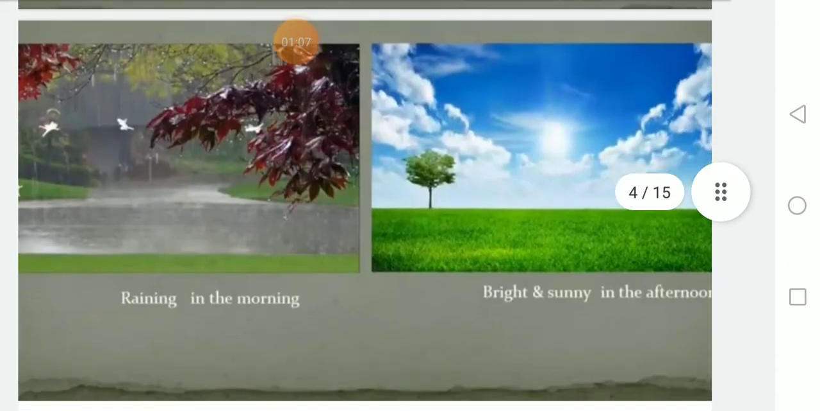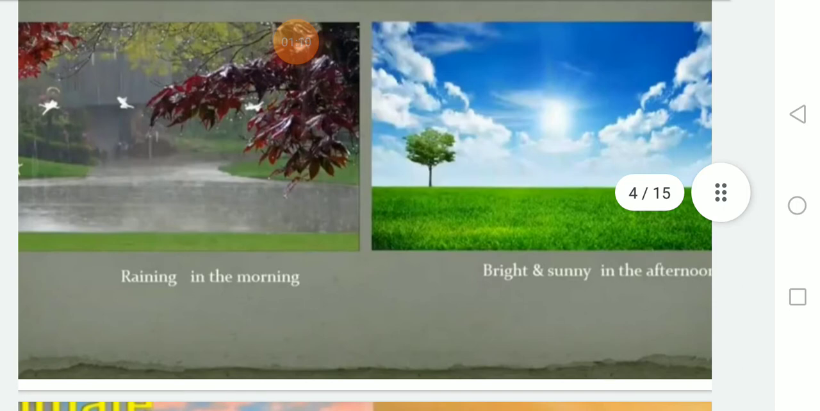In the next picture, you can see that in the morning it is raining, and in the afternoon it is bright and sunny. So on the same day we have two types of weather condition. So we can say that weather can change from day to day or even from hour to hour.